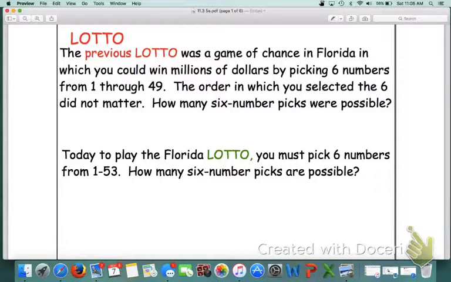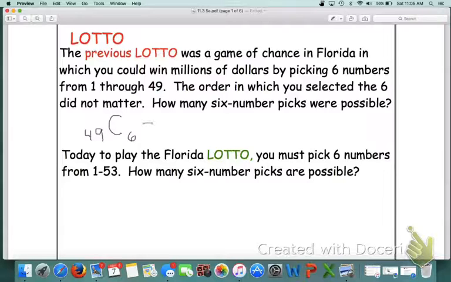All right, let's look at an example. In the previous lotto system in Florida, you had to pick 6 numbers, 1 through 49. The order in which you selected the 6 did not matter. You just had to match those 6, but order did not matter. We want to know how many 6-number picks were possible. So, because we're not going to have any repeats and the order does not matter, we can use a combination. So we would have 49 numbers being considered, but we're going to choose 6 of those numbers.